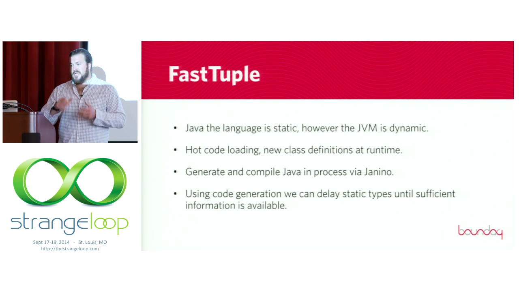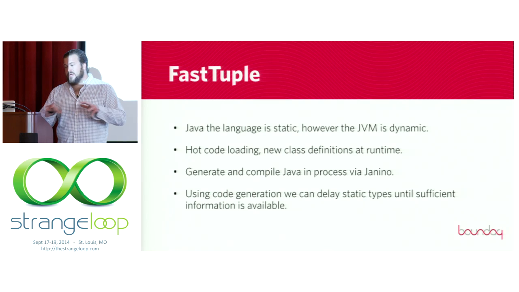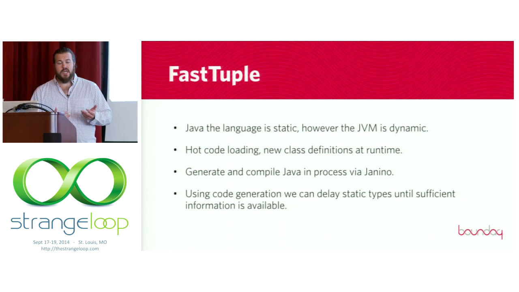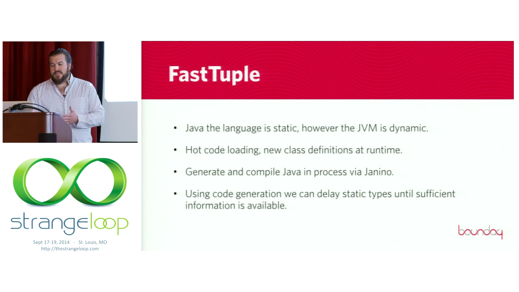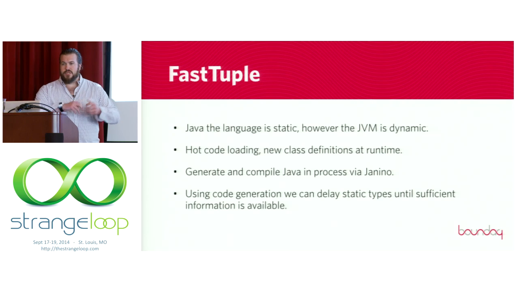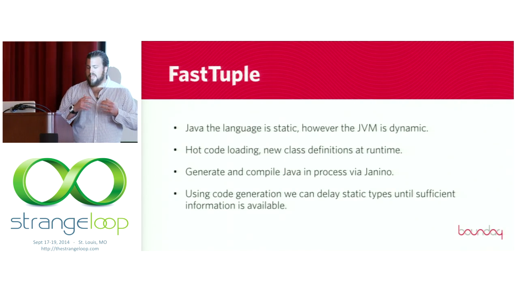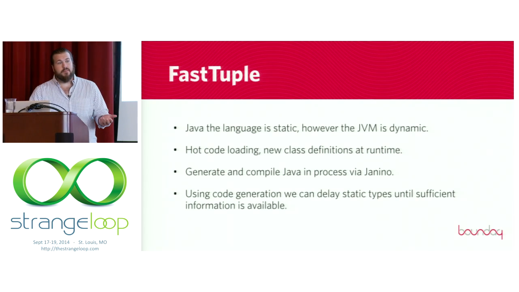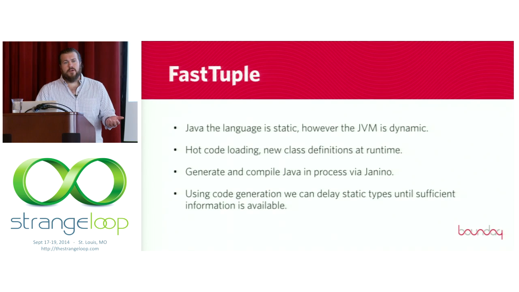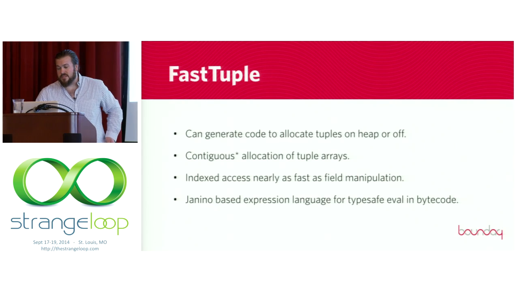And using that code generation, essentially what it does is you can delay defining your static types until runtime. If you think about static typing as having to predefine your schema, or the layout of things, at the time that you write it, this allows you to delay that declaration until you have sufficient information to be able to do that. So if you think about an analytics system where you might want to accept a new data type, instead of having to make code changes just to define a new schema, that can all be done at runtime. And I'll show what that looks like in just a moment.